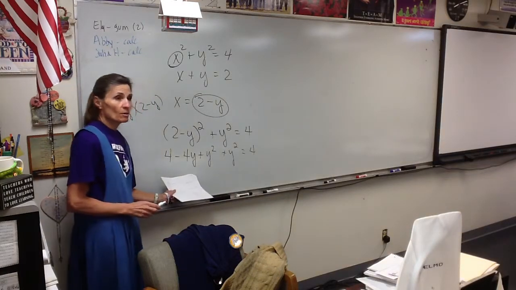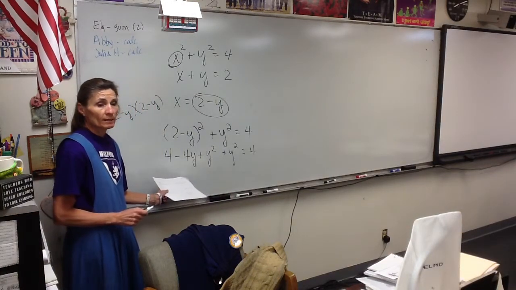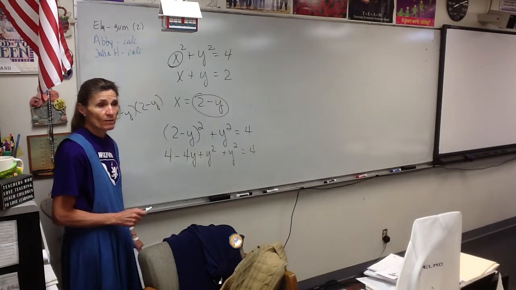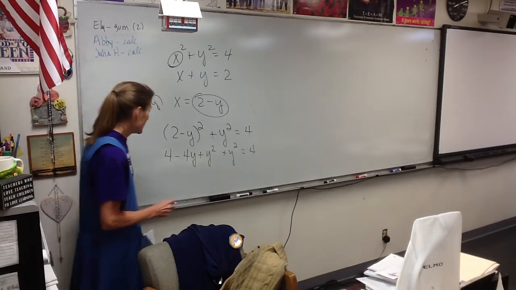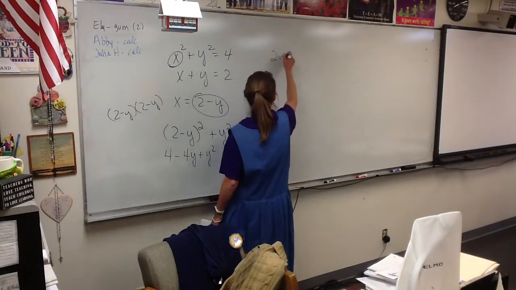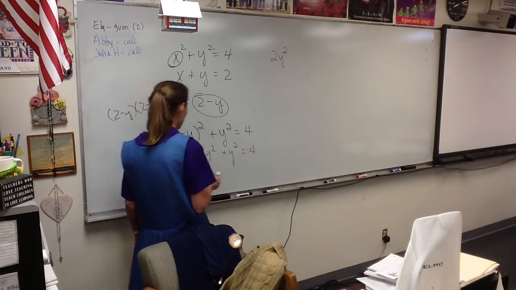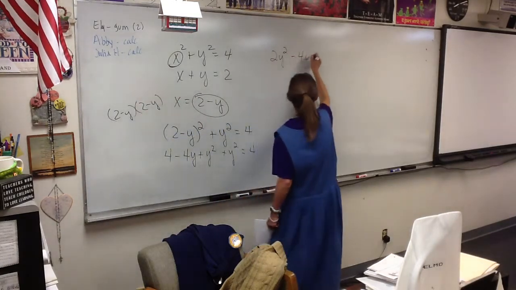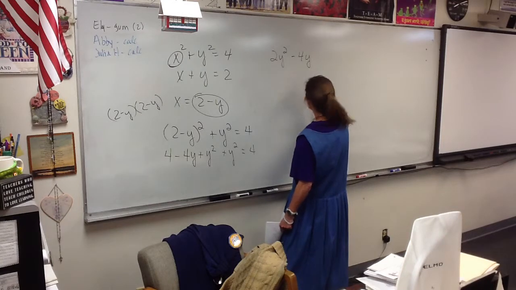That is a quadratic equation. So I'm going to collect like terms and get it set equal to 0, and then I'll decide how I want to solve it. So I've got 2y squared minus 4y equals 0.